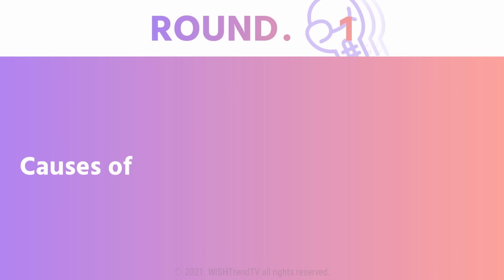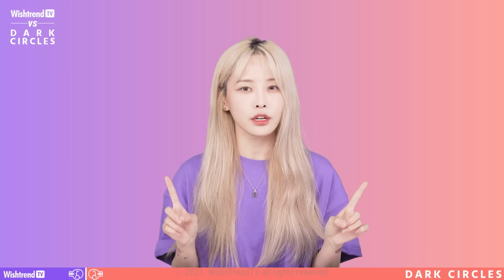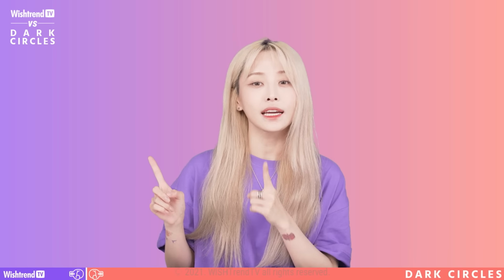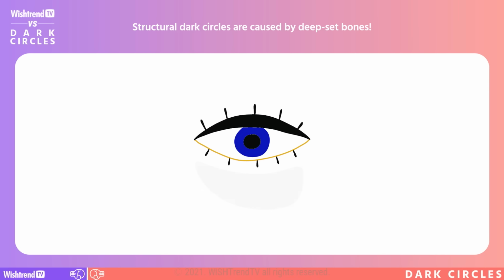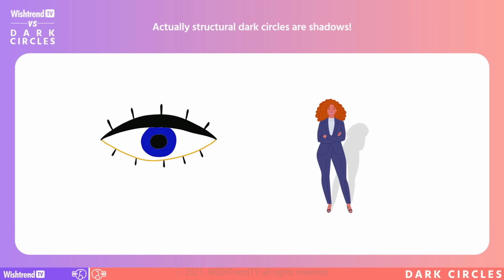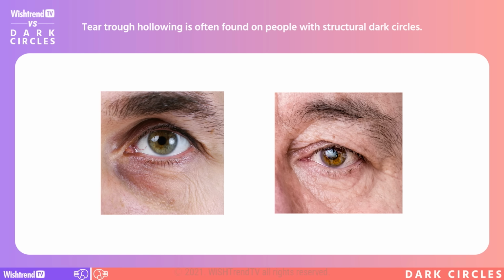Round 1. Causes of structural dark circles and tips. If you're not sure if your dark circles are structural, go to the link above and check what type of dark circles you have. Simply put, structural dark circles appear because of the hollowing and shadowing effect of people who have deep set bones under their eyes. So, structural dark circles are more like shadows that look like dark circles rather than actual dark circles. People who have tear trough hollowing also have this type of dark circles.